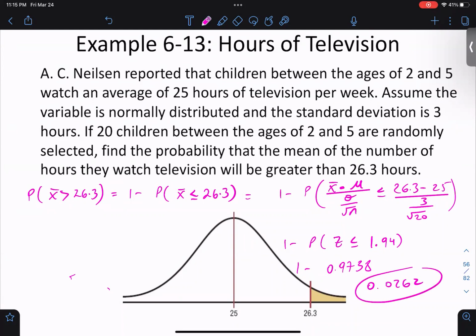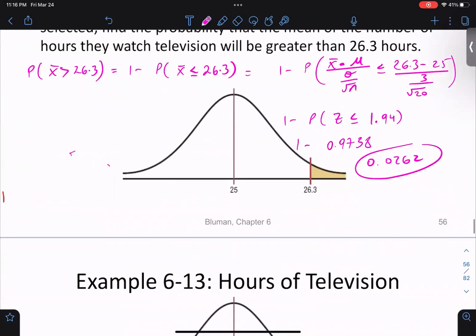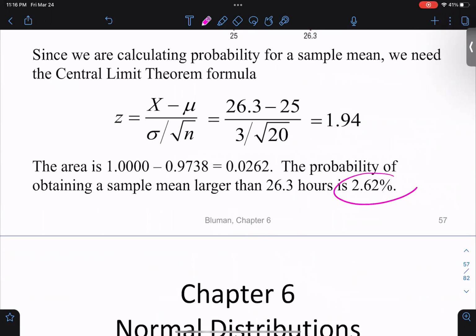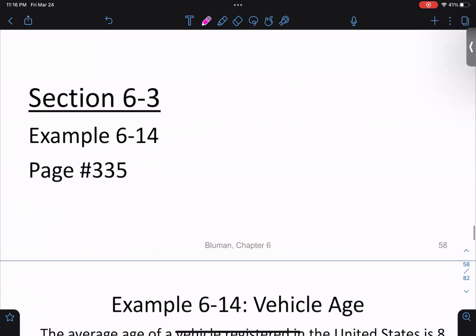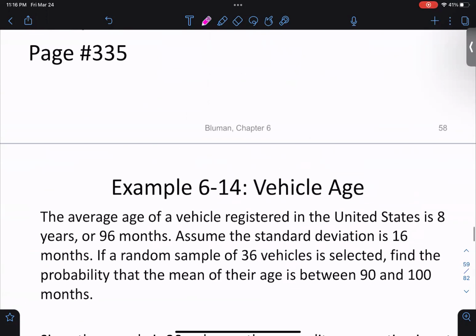What is the probability that the mean of the number of hours they watch television will be greater than 26.3 hours? Almost 2%, right? So you can see the same, 2%. So that's when you use the central limit theorem. Here they give you another one.